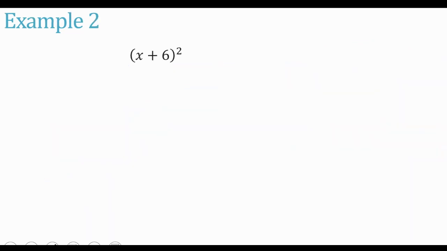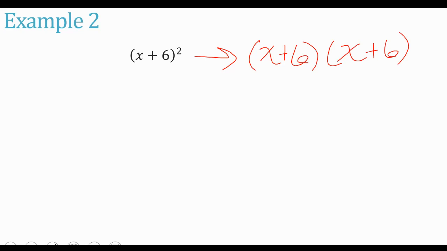So here, this says x plus 6 in parentheses squared. So the first thing I want to do is I want to say, what is this asking me? What do I need to do here? I'm going to rewrite this. And I know something squared is something times itself. So this is saying x plus 6 times x plus 6. Just multiplying it to itself.